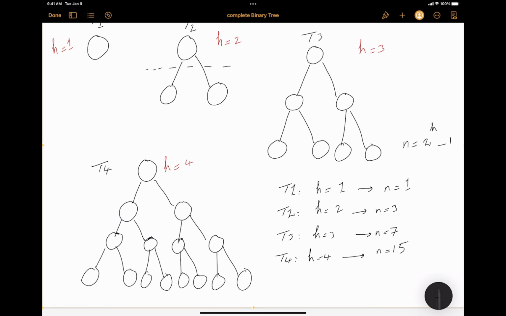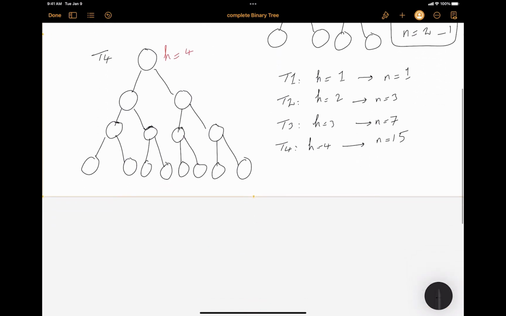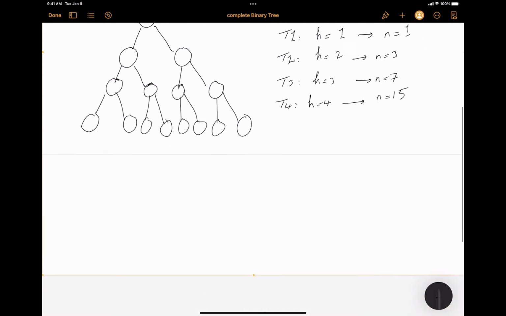So we just guessed that the number of nodes in the complete binary tree is equal to 2 to the power h minus 1. Again, h is the height of the tree. But let's see how we can actually prove this guess. We need to actually prove that.